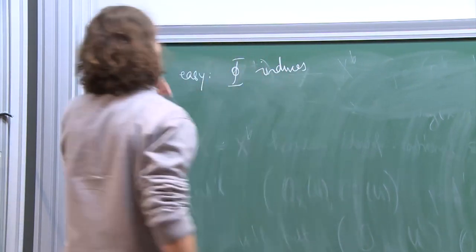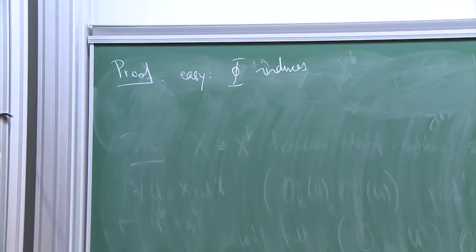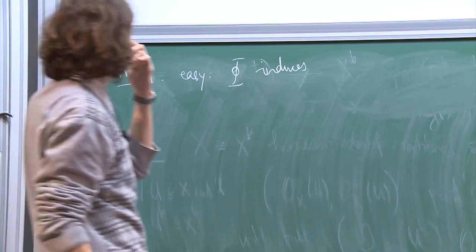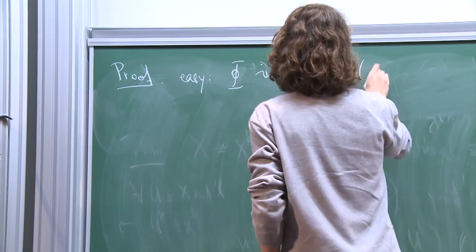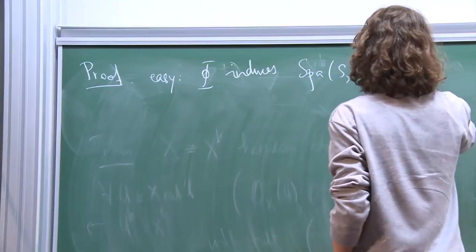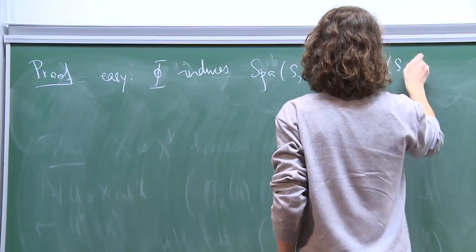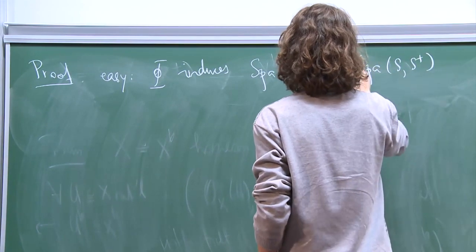Basically, in the same way as you prove that the Frobenius induces an isomorphism on spectra, it induces an isomorphism. So it's just the identity morphism.